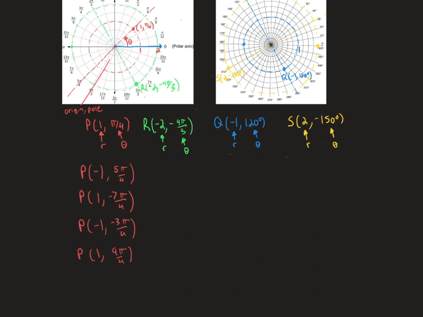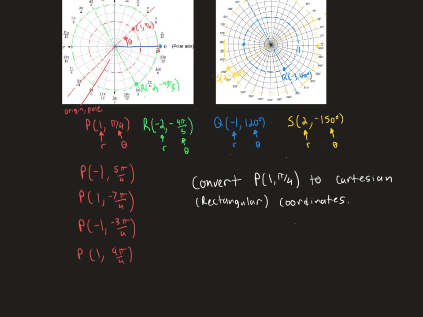Another thing we can do that is sometimes useful is let's try to convert P, which is 1, pi over 4, to Cartesian or rectangular coordinates. What if we wanted to use x's and y's to describe the point 1, pi over 4?